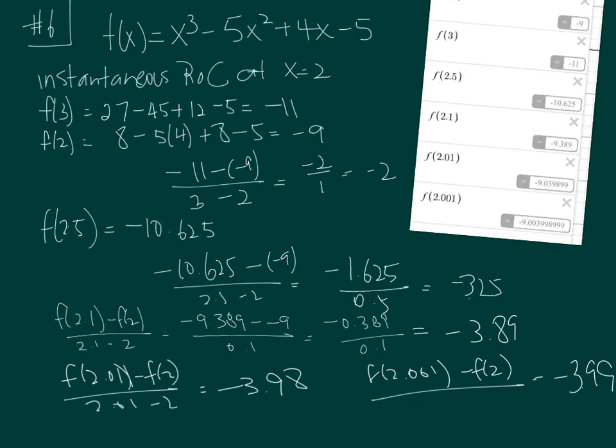Now let's try our rate of change between 2.1 and 2. Again, I look over here, my 2.1 was -9.389. Do the calculations and I end up with -3.89. Now I'm going to get closer again, 2.01, and compare that with 2, and I end up with -3.98. Then I get even closer to 2 at 2.001, and I subtract the f at 2, and I get -3.99. So we're getting closer and closer to -4. So I would say the instantaneous rate of change is -4.